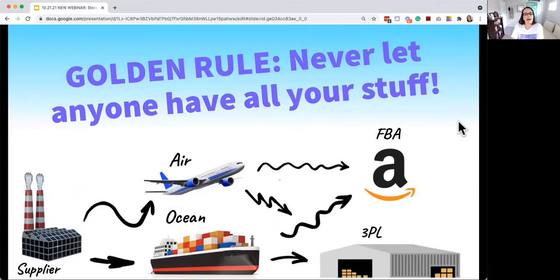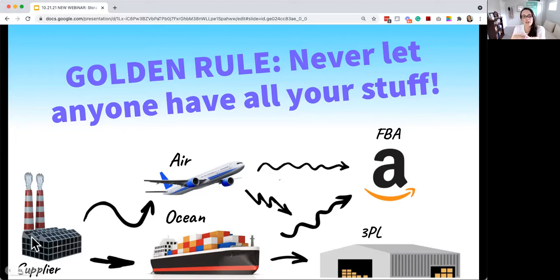The golden rule that I have is never let anyone have all your stuff. You would think it would be pretty obvious, but this is something that does not necessarily get followed, right? Your supplier says your inventory is available, and so you go ahead and put everything on a boat. Then the boat gets stuck at port for weeks and weeks on end, and you have no inventory. That's one of the common problems.